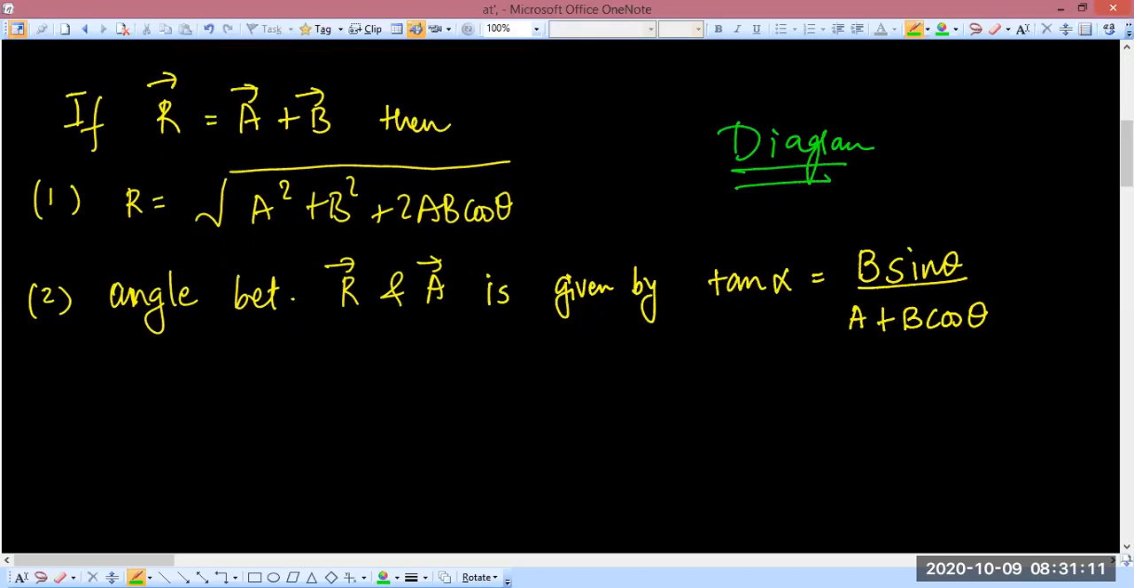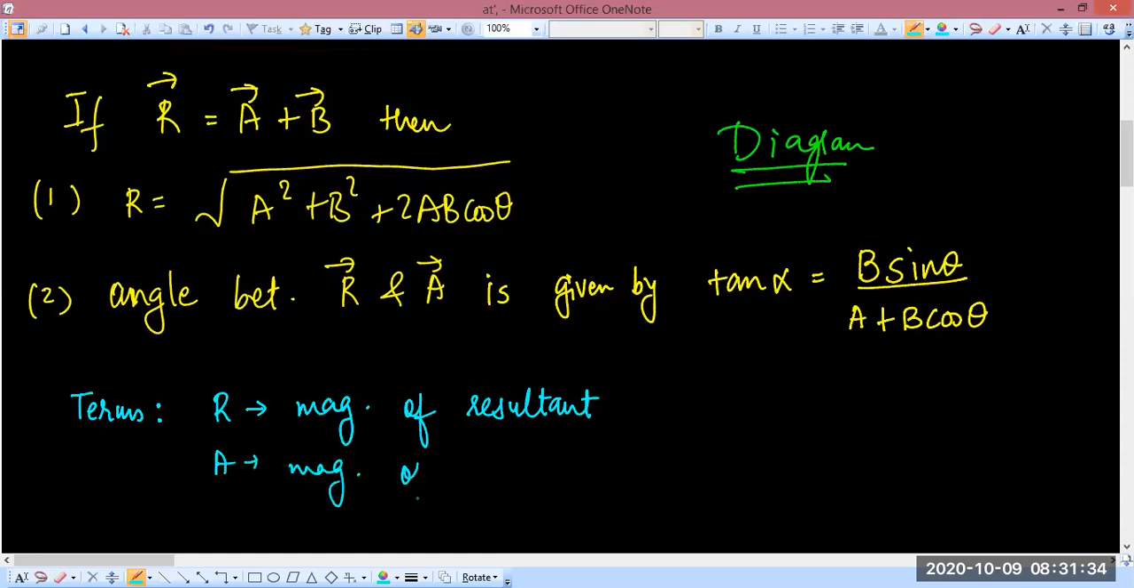So draw the diagram along with it, and below this write the terms. Okay, terms means what is everything. So what is everything? R means what? Magnitude of resultant. Okay, this is actually very simple. A means magnitude of vector A.